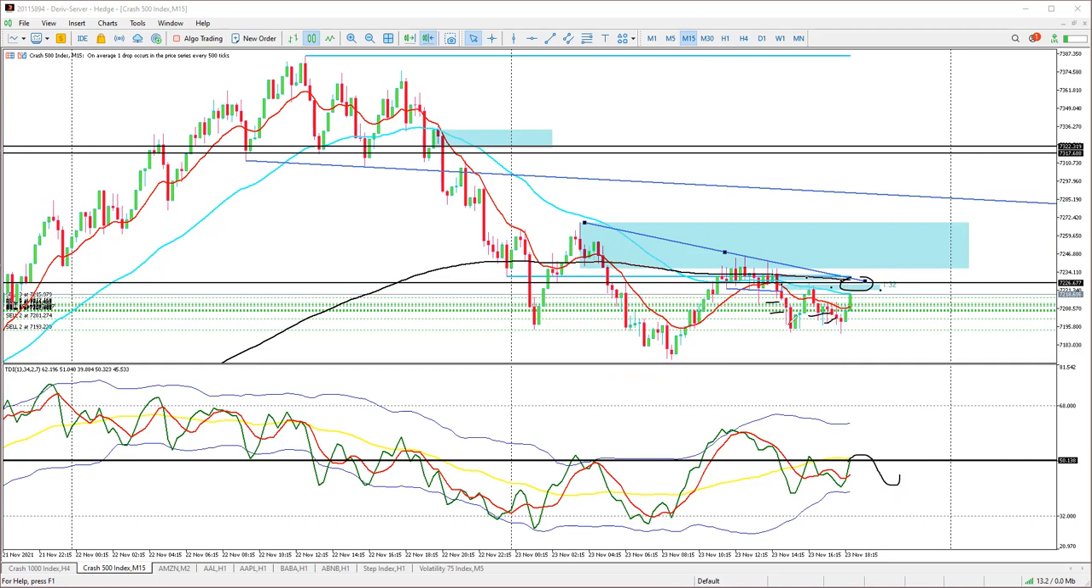Early sellers here were taken out because I remember we exited here and the price pulled back. Entered again here, didn't really fall. Now it wants to take us out. So we're going to see how that plays out.